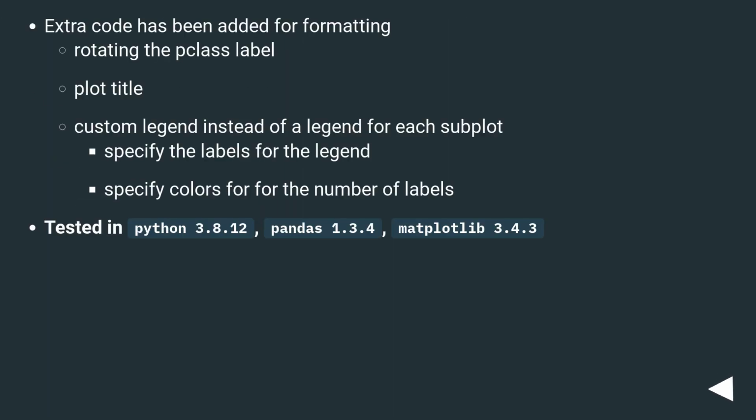Extra code has been added for formatting: rotating the class label, plot title, custom legend instead of a legend for each subplot. Specify the labels for the legend, specify colors for the number of labels. Tested in Python 3.8.12, pandas 1.3.4, Matplotlib 3.4.3.